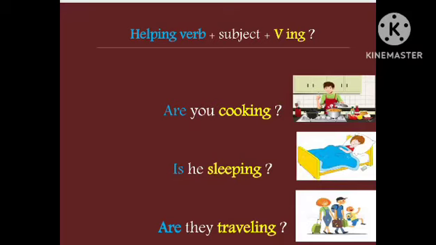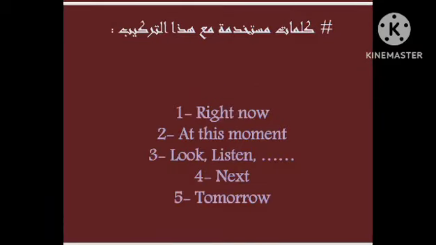In the second question we have the subject he, so we take the verb to be is. So the question will be is he sleeping? In the third question we have the subject they, so we take the verb to be are. So the question will be are they traveling?